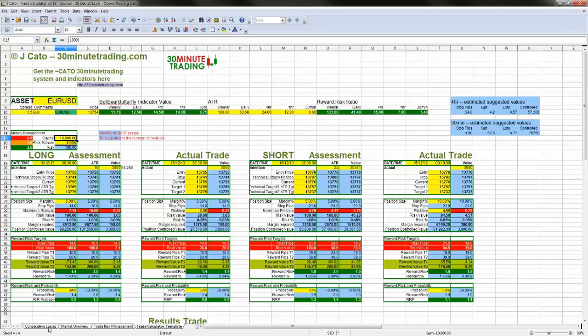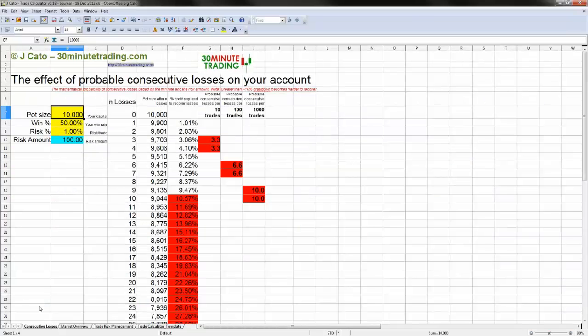So now let's look at consecutive losses. First thing to talk about is the effect of probable consecutive losses on your account. You have to decide what size of pot you're going to trade and what risk you're going to accept. First thing to talk about is your pot size. You must have an appropriate pot size to allow you to make the trades.